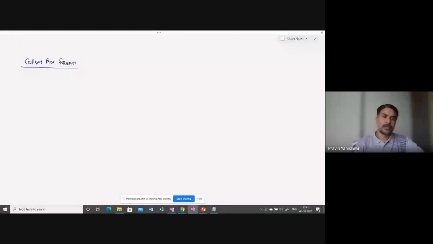This is defined by a 4-tuple structure. First, what we need? A start symbol. Second, what we need? Terminals. Third, what we need? Non-terminals. And fourth, what we require? Productions. Okay, so this is called a CFG. So these 4 terms we require, 4 tuples. Okay, these 4 tuples we require.